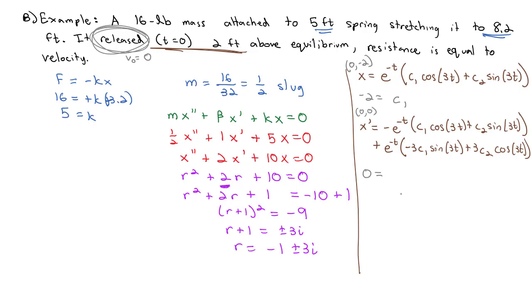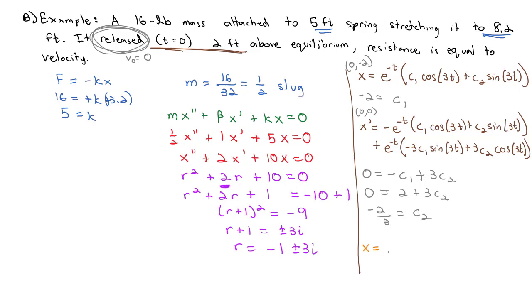And when we plug 0, 0 in, we get -e to the 0, which is -1 c1, because the cosine goes to 1 and the sine goes to 0, plus e to the 0 is 1. The sine goes to 0, but the 3c2 cosine going to 1 leaves behind a 3c2. Well, we already know that c1 is -2. So we can subtract 2 and divide by 3. c2 is -2/3.